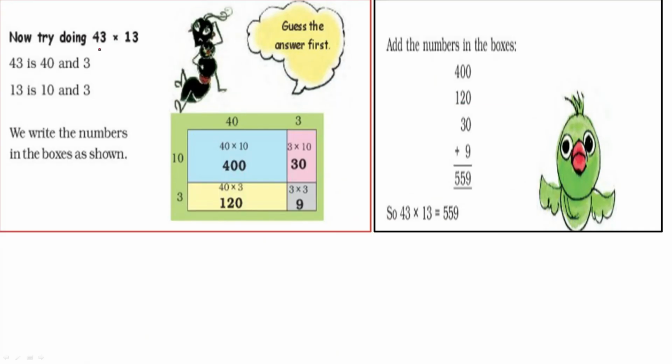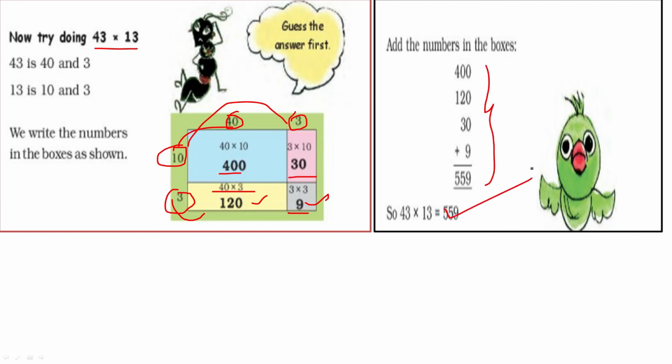Now try doing 43 multiplied by 13. 43 can be written as 40 plus 3 and 13 can be written as 10 and 3. Now multiply these two. 10 multiplied by 3 you will get 30, then 3 multiplied by 40 you will get 120, then 3 3s are 9. Add all the numbers, 400, 120, 30, 9, you will get 559.